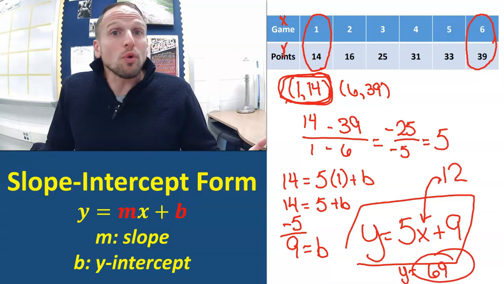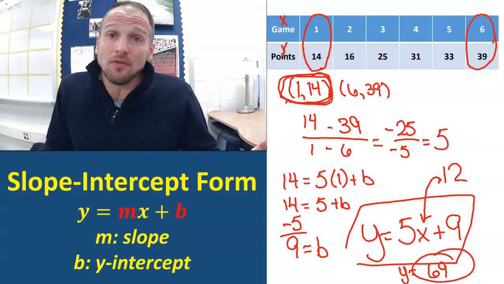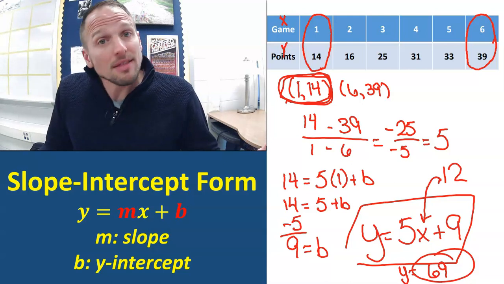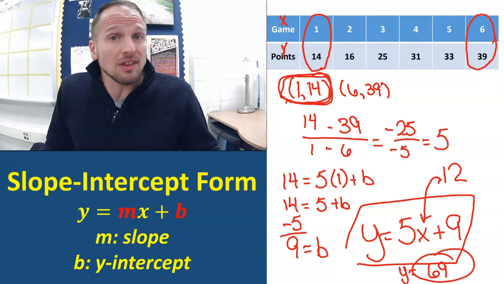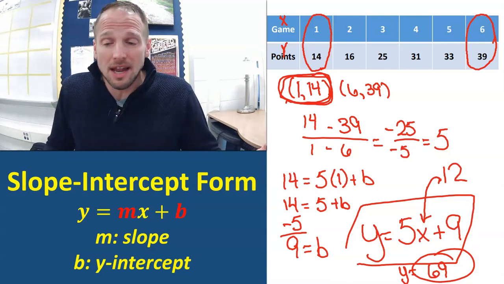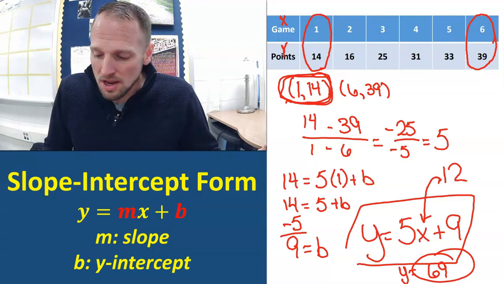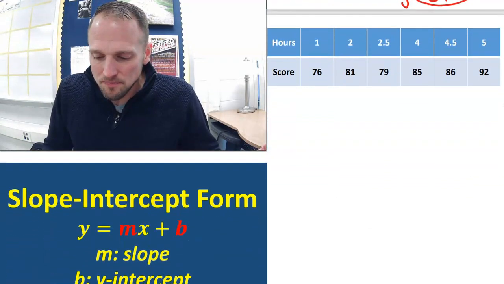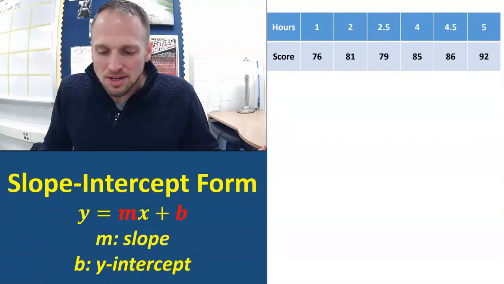Now, I don't know if we're going to get there or not. That's an awful lot of points, but that's what our equation is predicting. And if the team keeps improving like they are right now, that's how many they'll score in that sectional championship game. Okay, let's look at the next one.